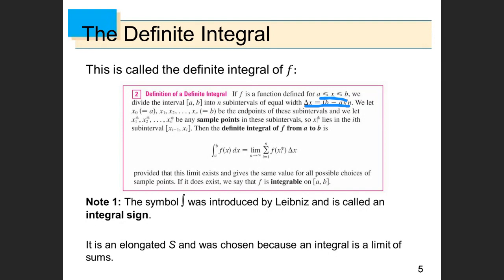Now, if you let x0 all the way to xn be your endpoints of these subintervals, and you let x1 star all the way to xn star be sample points in these subintervals, we want those sample points such that xi star lies in the ith interval, [xi minus 1, xi]. Then we define the definite integral of f from a to b as the limit as n tends to infinity of the sum from i equals 1 to n of f(xi star) delta x, provided that this limit exists and gives the same value for all possible choices of sample points. If it does exist, we say that f is integrable on that closed interval.